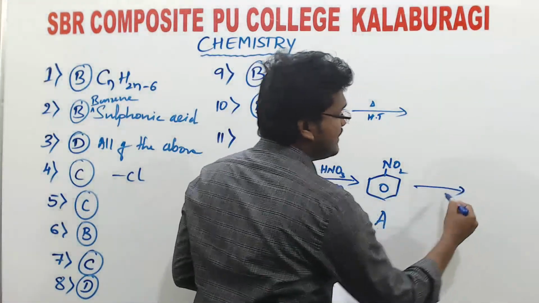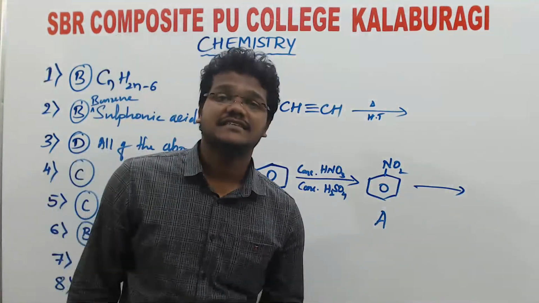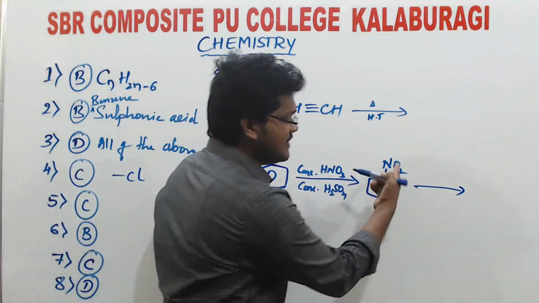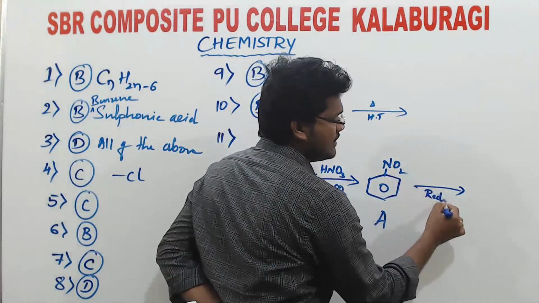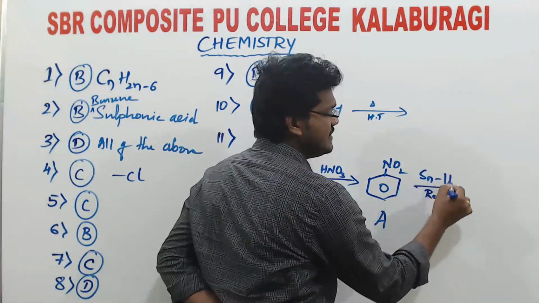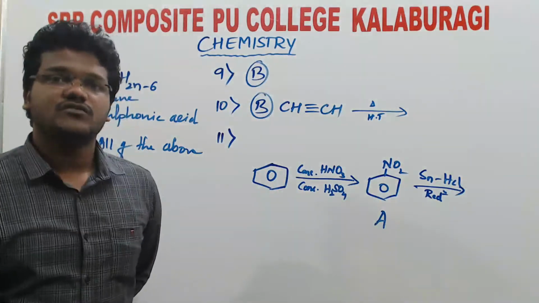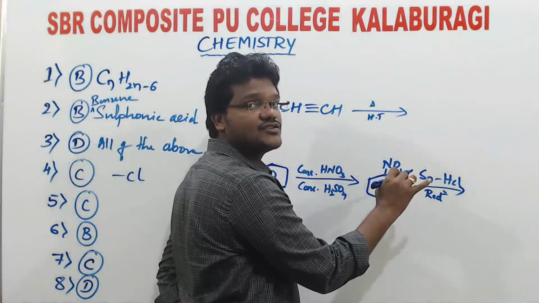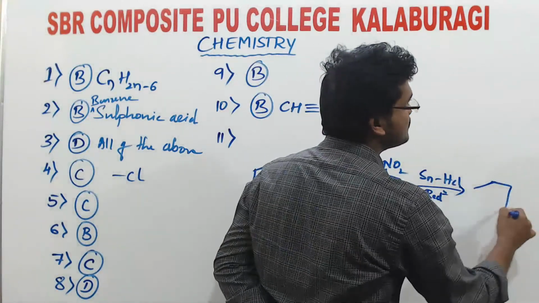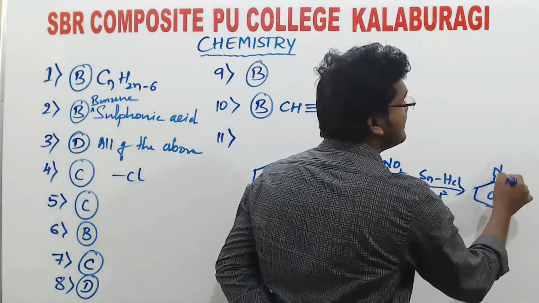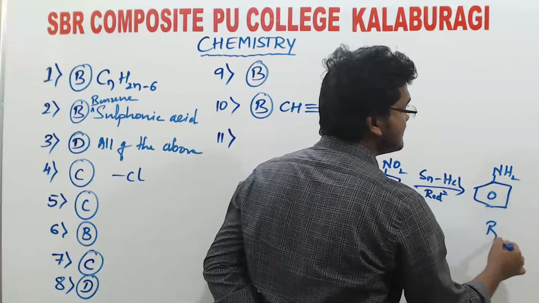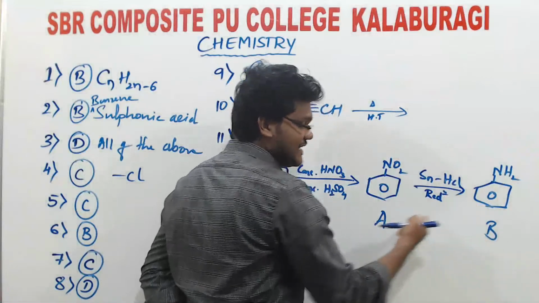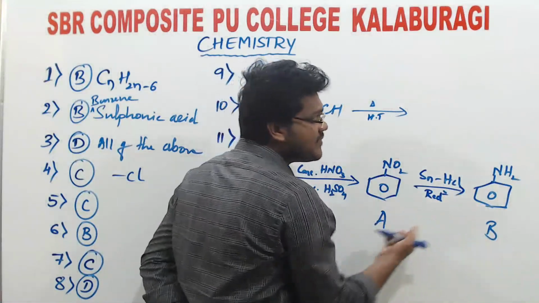Then this A is treated with stannous and HCl. That is nothing but my reducing agent. So this nitrobenzene is undergoing reduction in presence of stannous and HCl. When this happens, NO2 becomes NH2. Nitrobenzene is reduced to aniline. That is my B. B is aniline, A is nitrobenzene. These are my A and B.